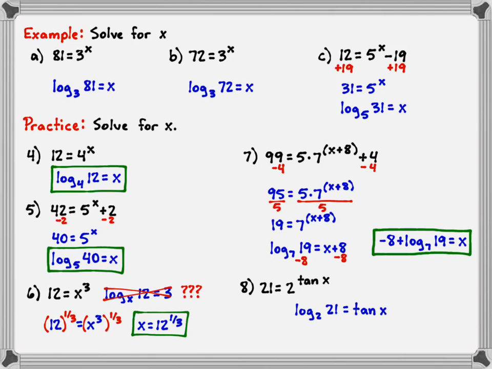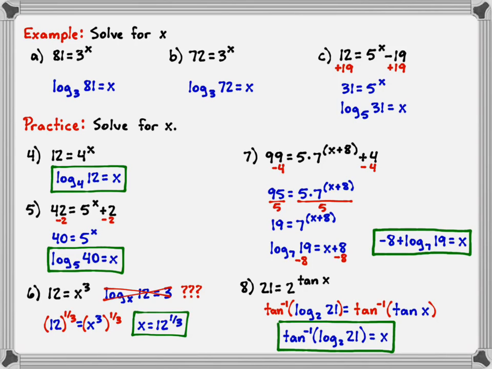And then the next step to get x by itself is to get rid of the tangent. Well, how do I get rid of tangent? I take the arctangent. If I take the arctangent of one side, I have to do it to the other. As a result, we get the arctangent of the log base 2 of 21 equals x. I know it looks kind of gross, like a disgusting equation.